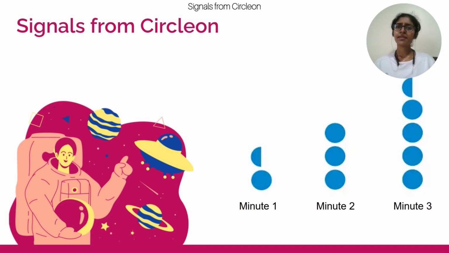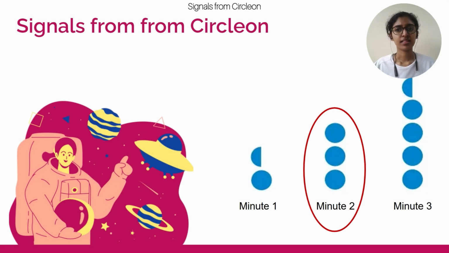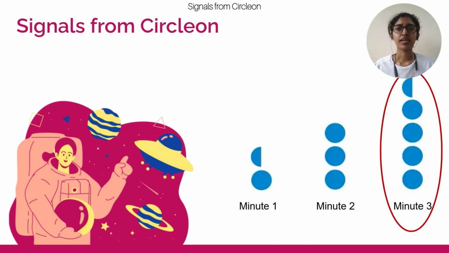There is a very distant planet called Circleon, and this planet has been sending some strange signals to the Earth, and the Earth's telescopes have been receiving them. The signals that we received looked like this in the first minute, second minute, third minute, and so on. Now, our scientists are a little bit worried as to how these signals will look if we keep on receiving them for a very long time. So, this is a story that we share with our students first.